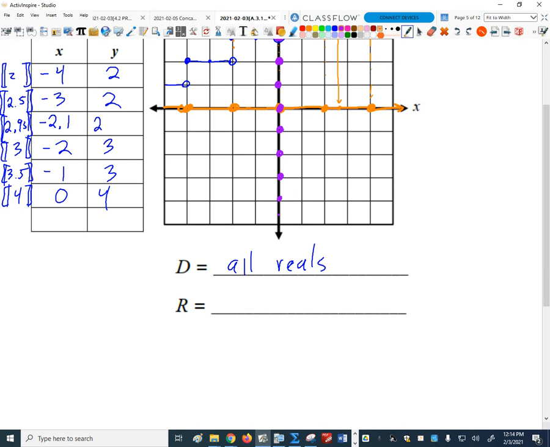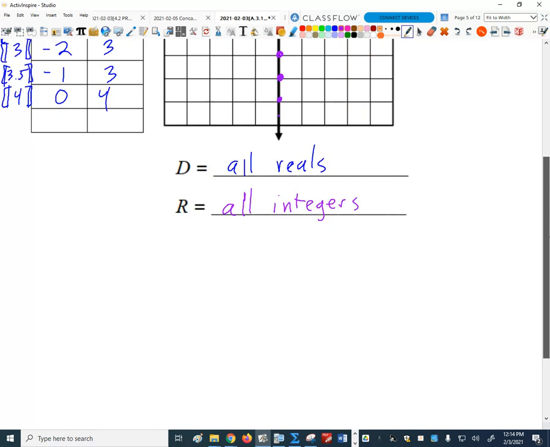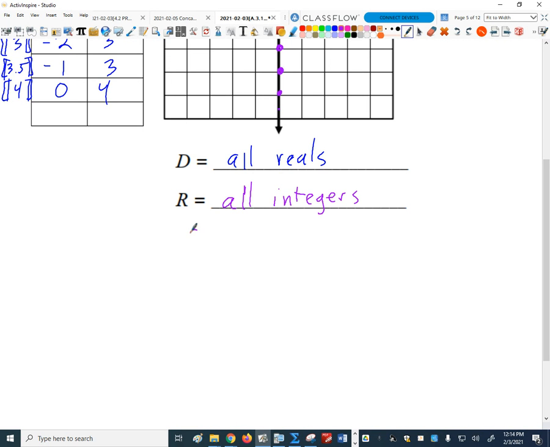Okay, so whole numbers, but it's not just whole numbers, right? Whole numbers are only 0 and positive, right? How do we say positive and negative whole numbers? What's that set called? Integers. There we go. Yeah, all integers. So that's one way I could say it. If I wanted to write it as a set, I could even do something like this.